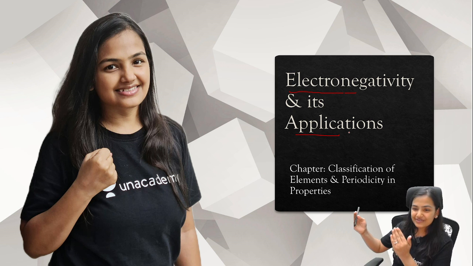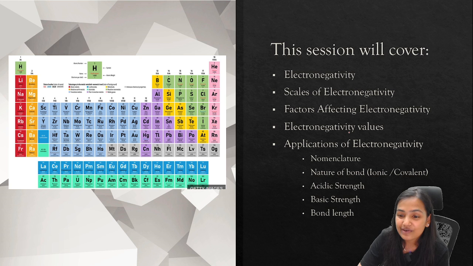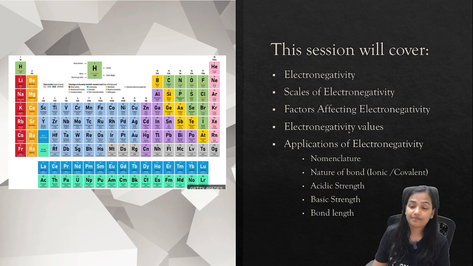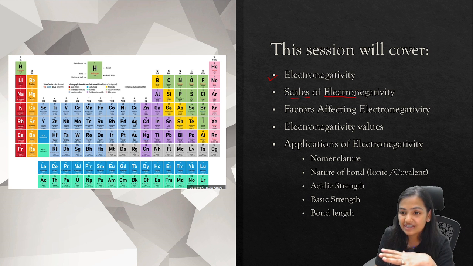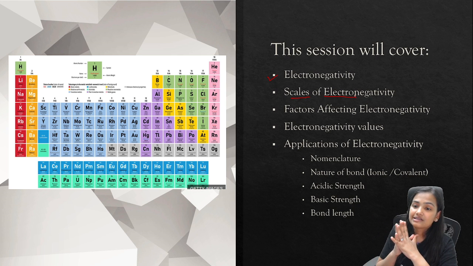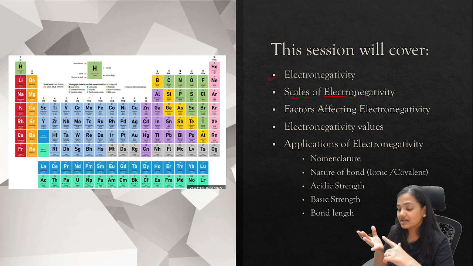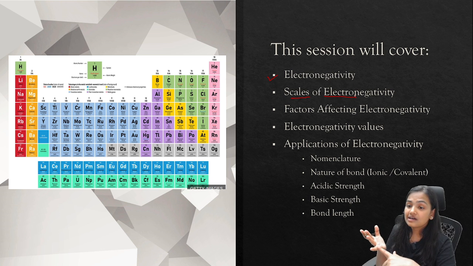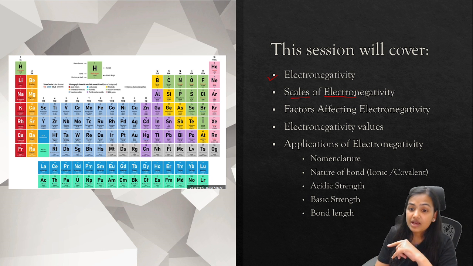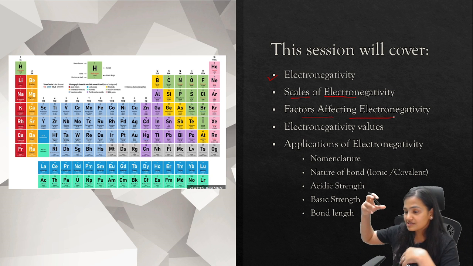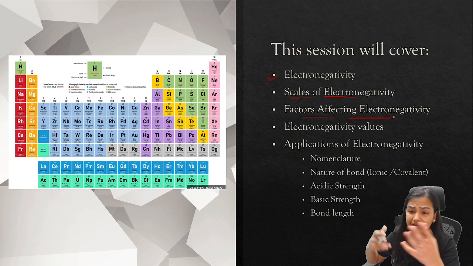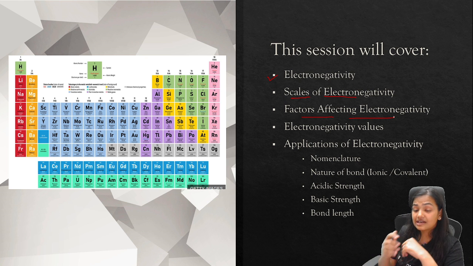So let's move ahead and see what we are going to learn in this whole session. We will be focusing on what electronegativity is, which I already told you, and the scales of electronegativity, how we can measure them. There could be the Mulliken scale, the Allred-Rochow scale, and the Pauling scale. We will also look at the factors that affect electronegativity, whether it increases or decreases, and who plays an important role in determining it.